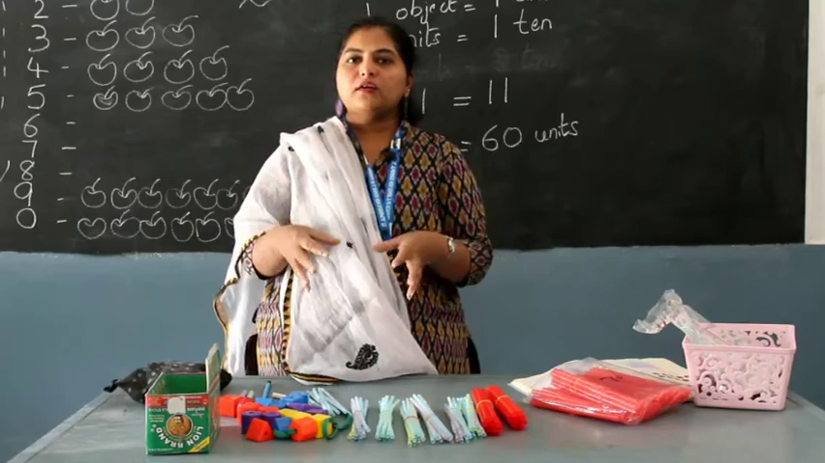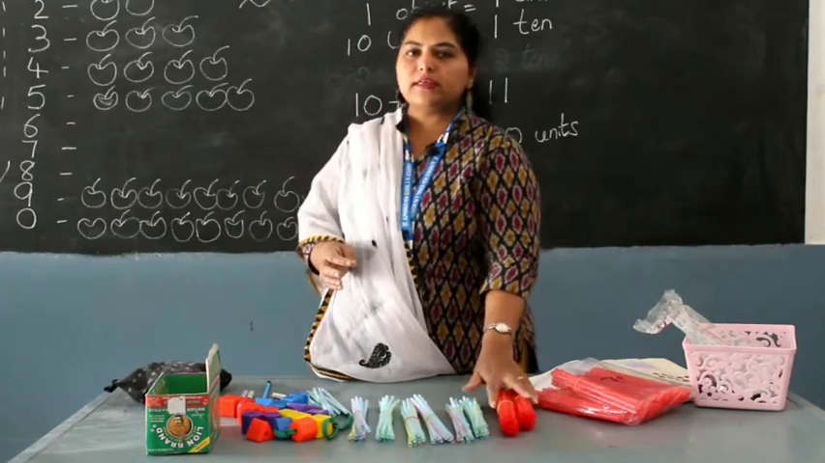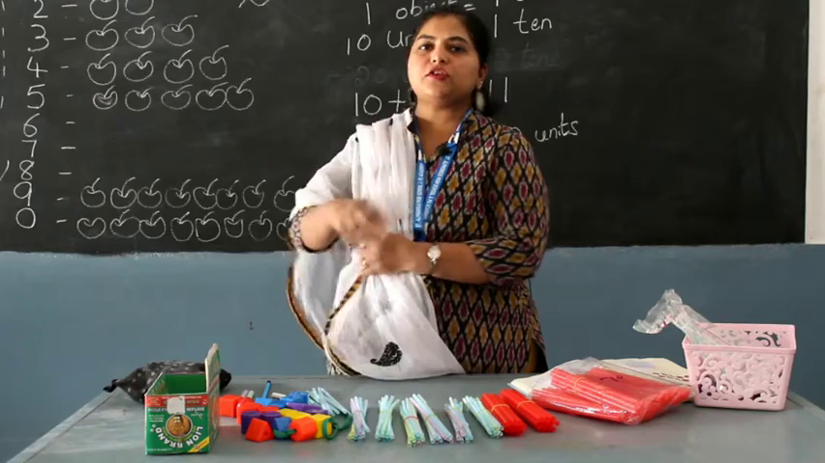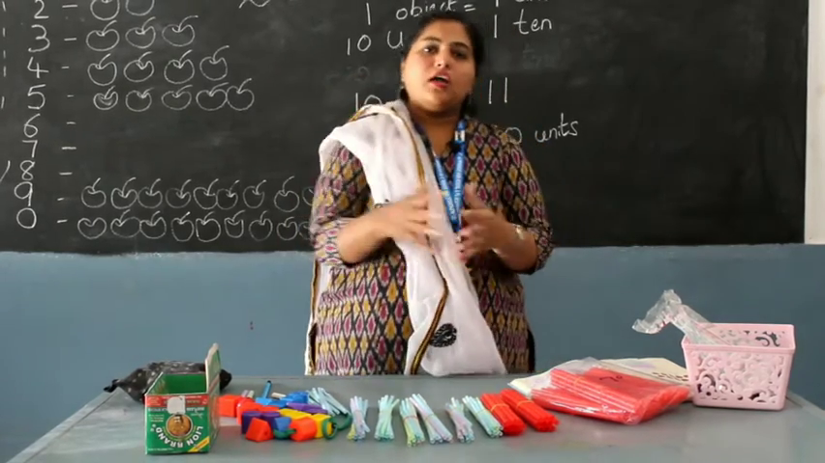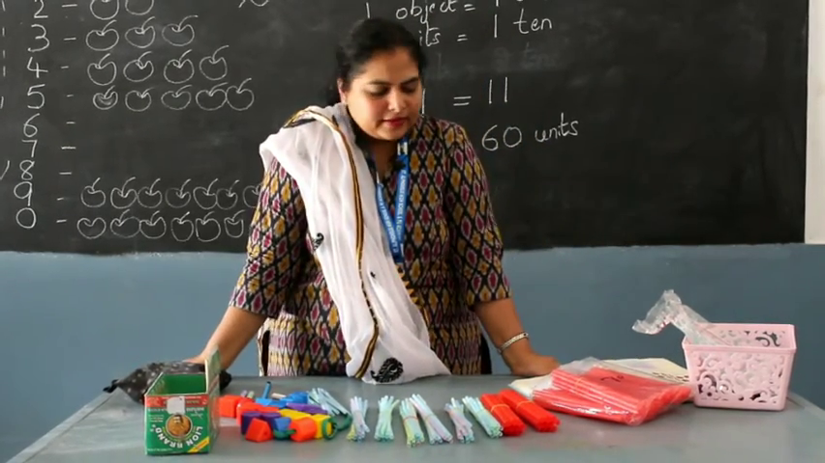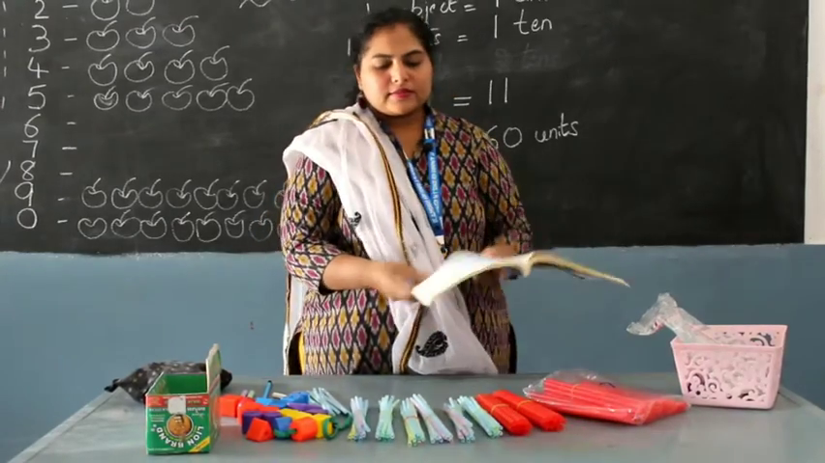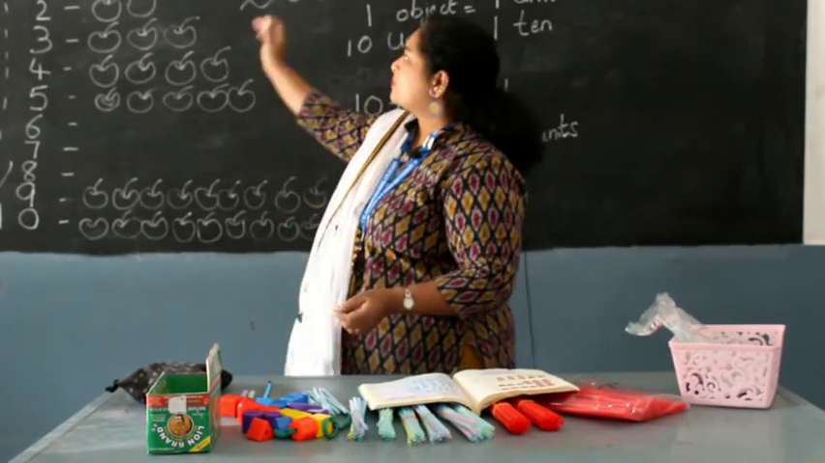We are grouping the objects or things in tens so that it's easy for us to count. Otherwise it becomes difficult to count so many coins, right? So that is what we are doing, and this is tens and units.